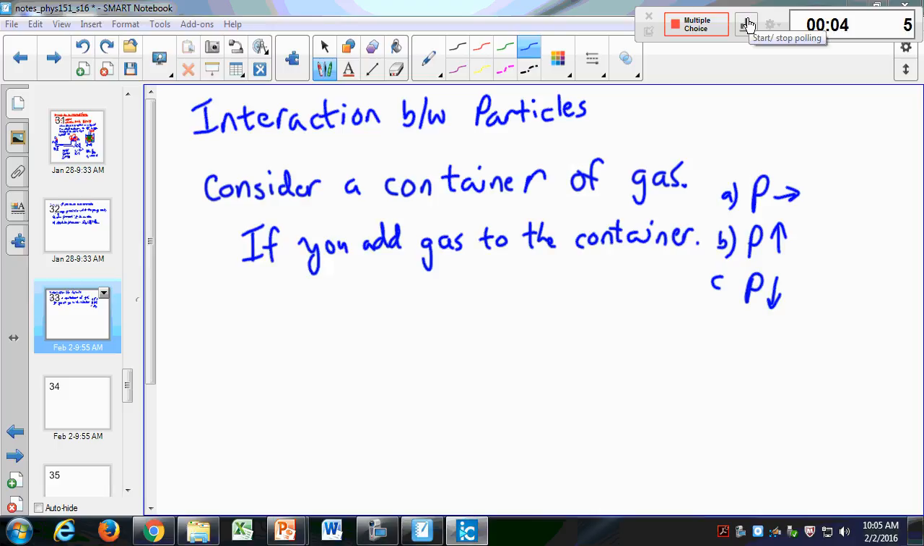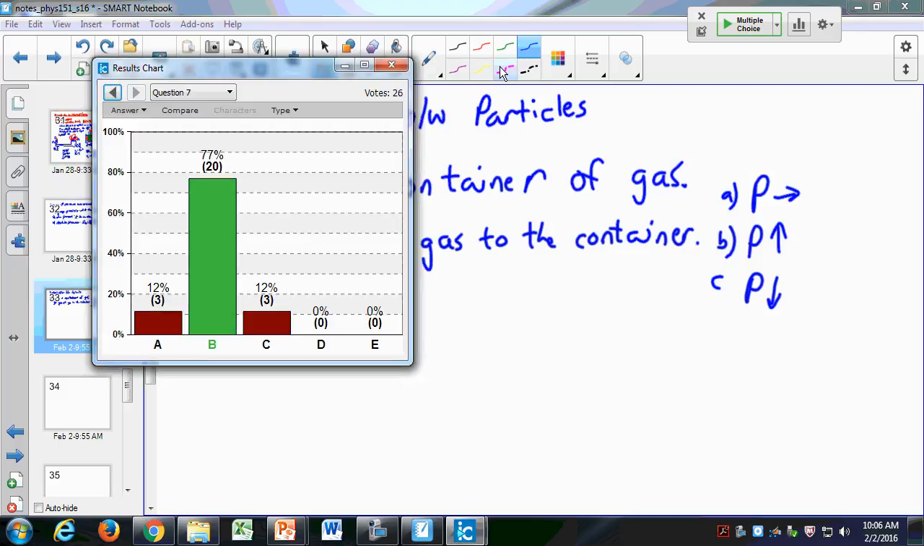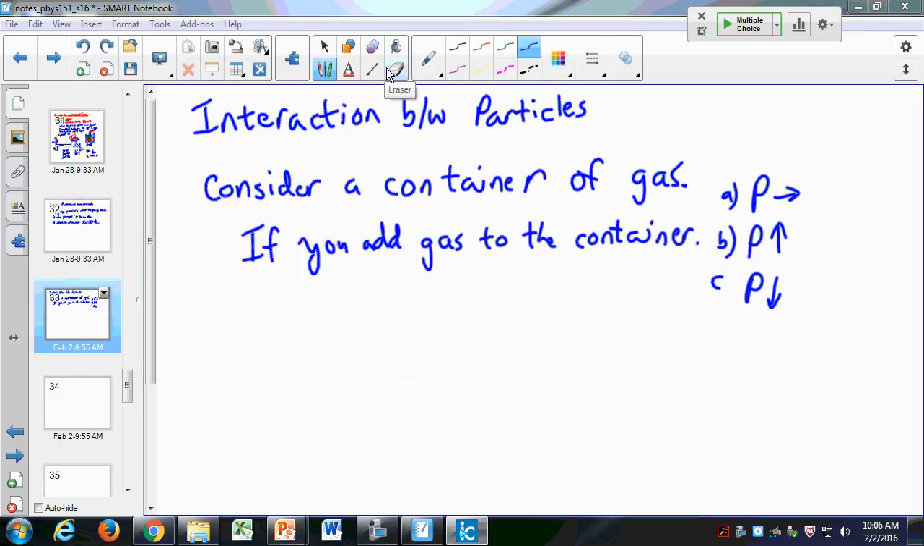I have this container of gas and I put gas into it. What happens to the pressure of the gas in the container? Your intuitive answer is probably the correct answer, so just go with what you think. All right, B is right. If I stuff more gas into that container, the pressure is going to go up. And we'll see how that falls out mathematically.